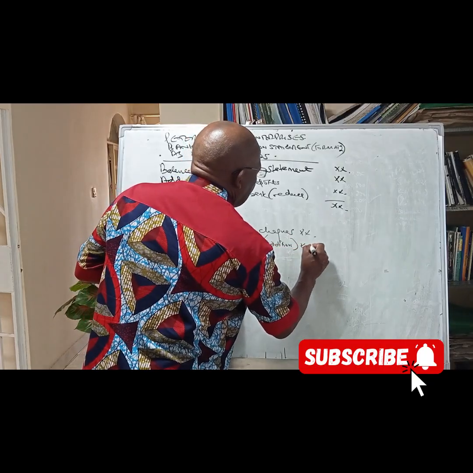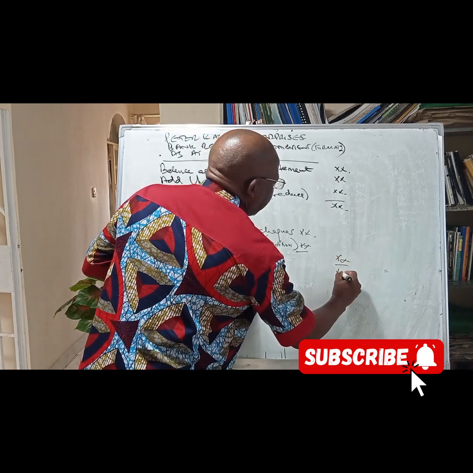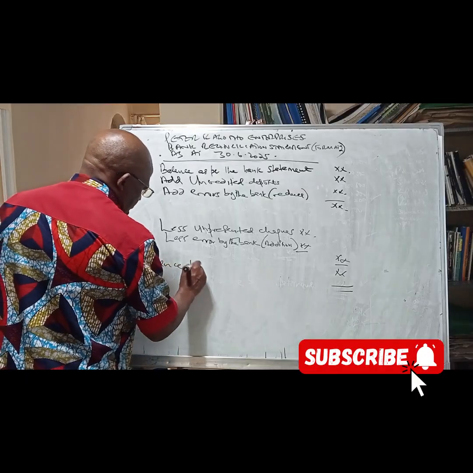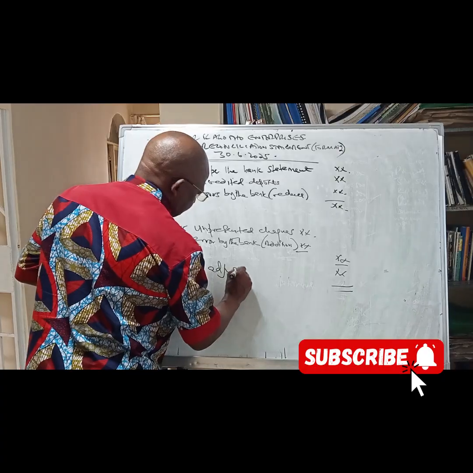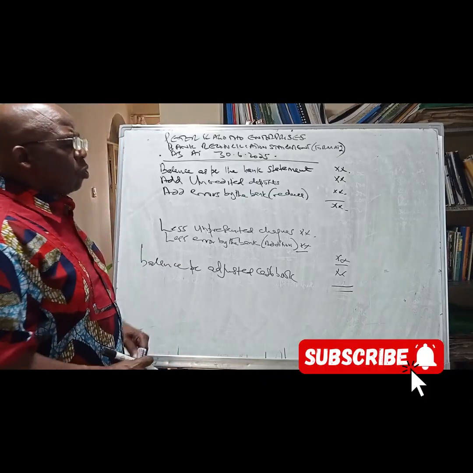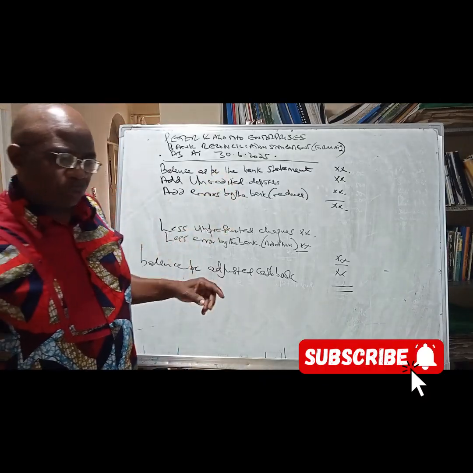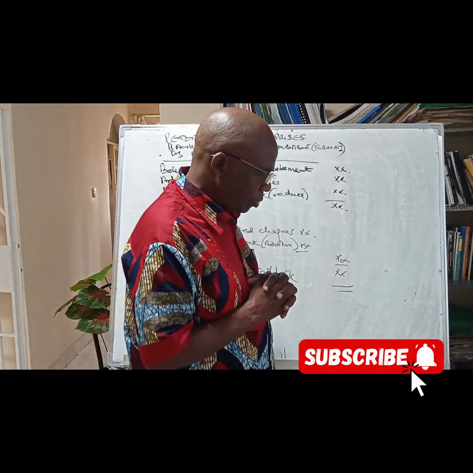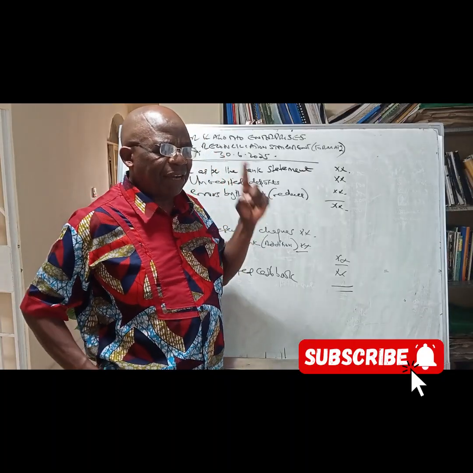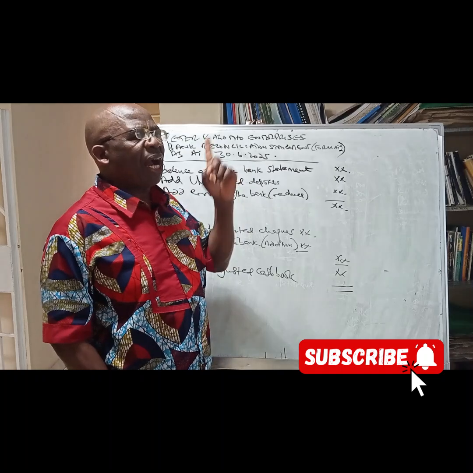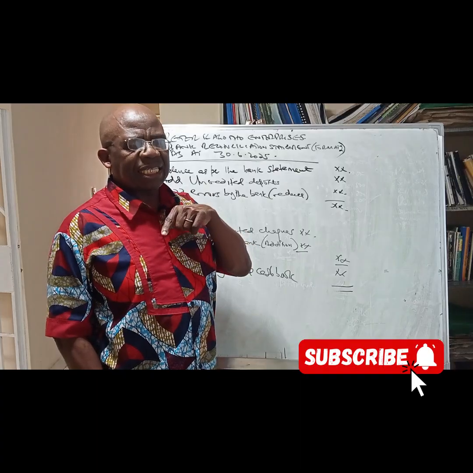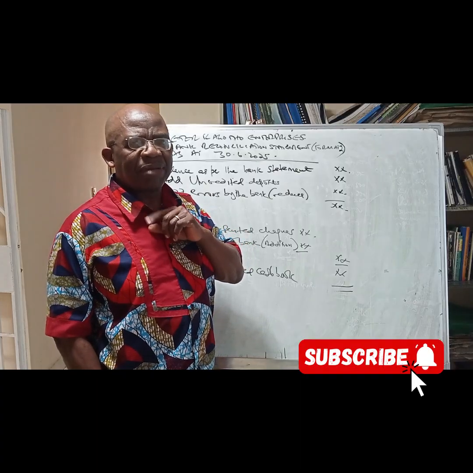And therefore, we should be able to get balance per adjusted cash book. We are asking ourselves in format number 2, if the bank had done what was done in the firm, would we get the same balance as our cash book balance?